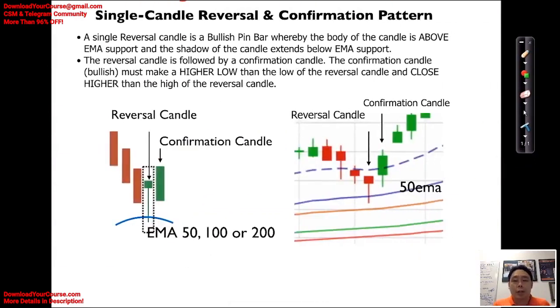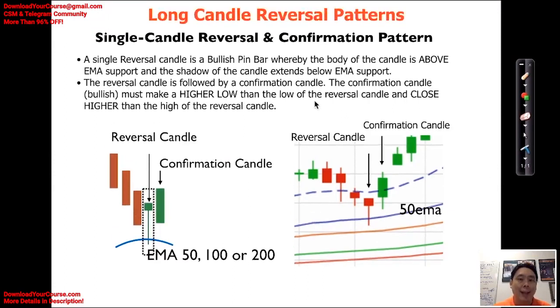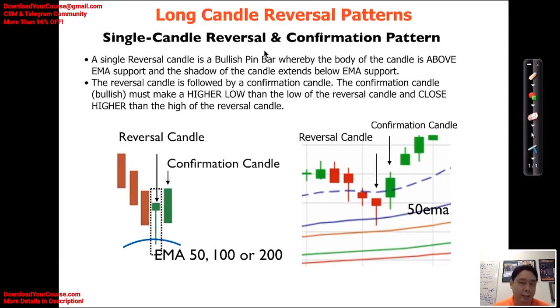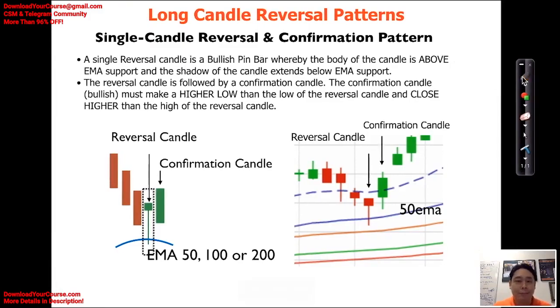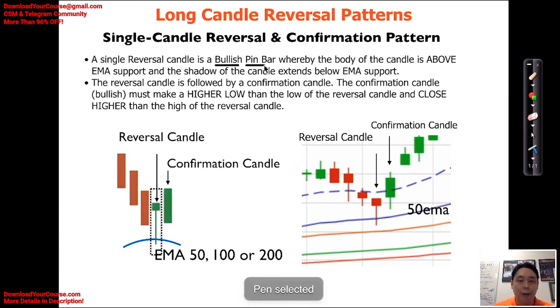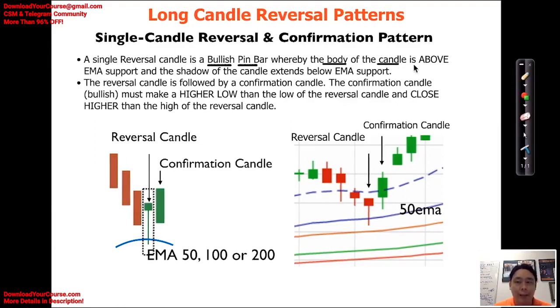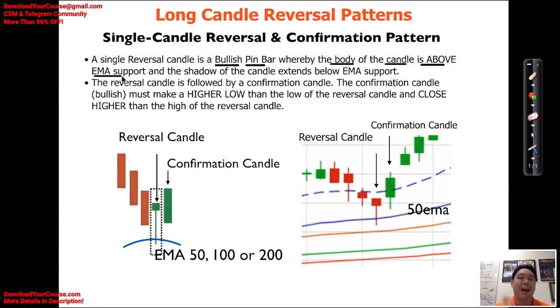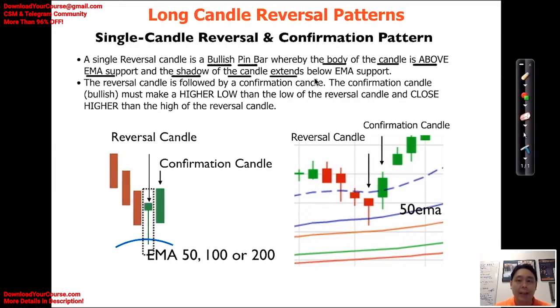Okay, so we looked at reversal patterns that involve two candles. The next pattern is a single candle reversal pattern. Now this is a lot easier, obviously, right? And the single candle reversal pattern is always a bullish pin bar, which you've learned under candlestick patterns, right? So it's a bullish pin bar where the body of the candle is above, once again, the moving average. And the lower shadow of the candle is extending below the moving average.